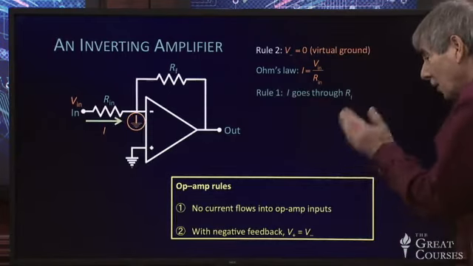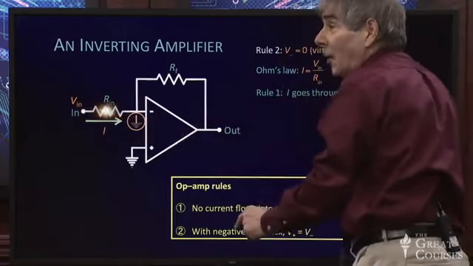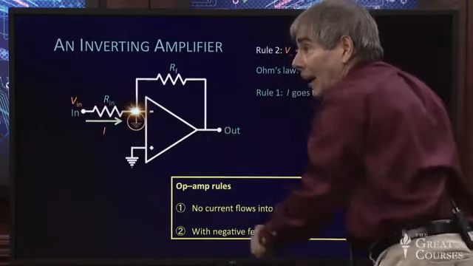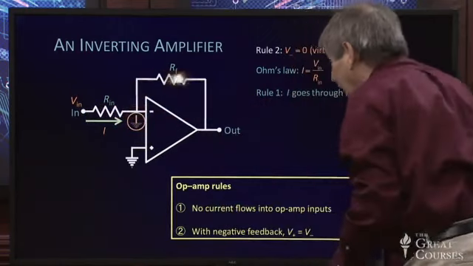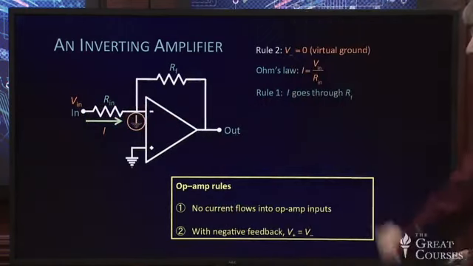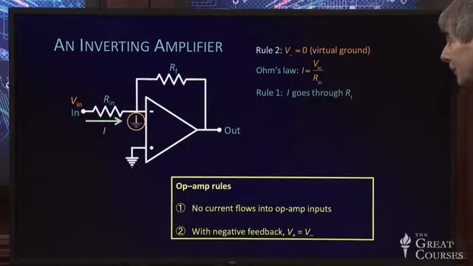Rule 1 says no current flows into the op-amp inputs. That means this current we've drawn that's flowing through Rin can't go into the op-amp through its input. The only place it can go then is through RF. So our inference from rule 1 is that I goes through RF. There it goes. The same current that came in is on its way through the feedback resistor.